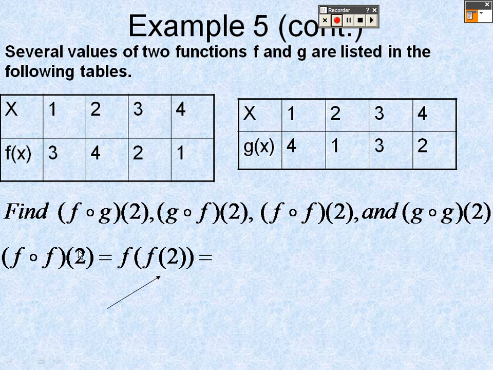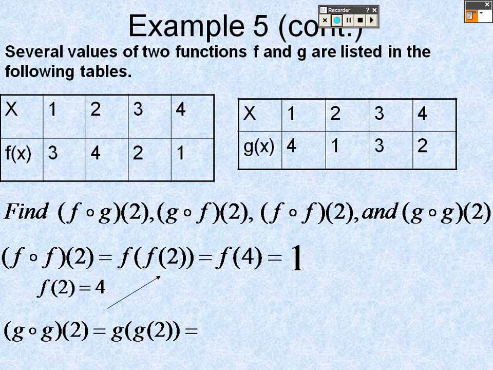So this is saying do f of f of 2. What that means is plug in 2 first. So, there's a 2. When I plug that in, I get 4. So now what it's really saying is plug a 4 into f again. So I'm going to plug a 4 into f and I get 1 as my answer.